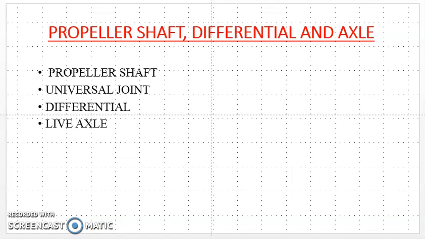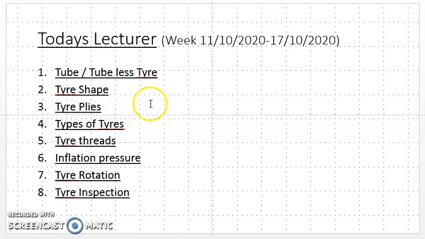During the last lecture we learned what a tube tire is, what a tubeless tire is, the shape of the tire or aspect ratio, what tire ply is, and the different classifications of tires based on these plies. We also covered tire treads, that is directional, non-directional, symmetric, and asymmetric, the influence of air pressure or inflation pressure on the performance of the wheel, and also the maintenance of the tire.